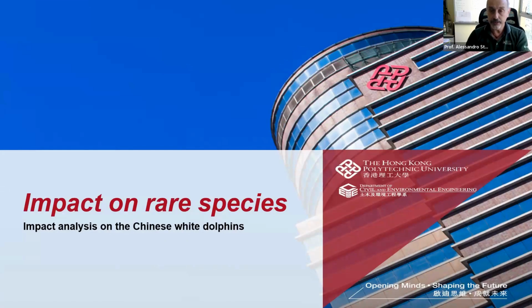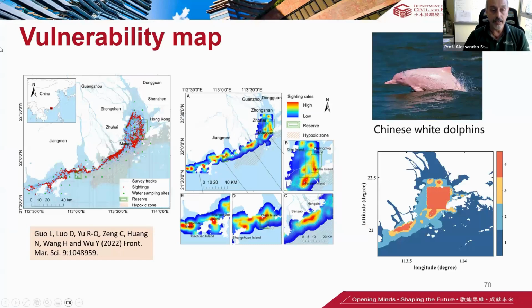Finally, we also care about understanding the impact, for example, on some protected species. For example, in our Greater Bay Area, the Chinese white dolphin is a protected species. Anyway, we think that dredging operations, of course, should go on because they are a fundamental operation in coastal engineering, but we can understand what the possible impacts are.